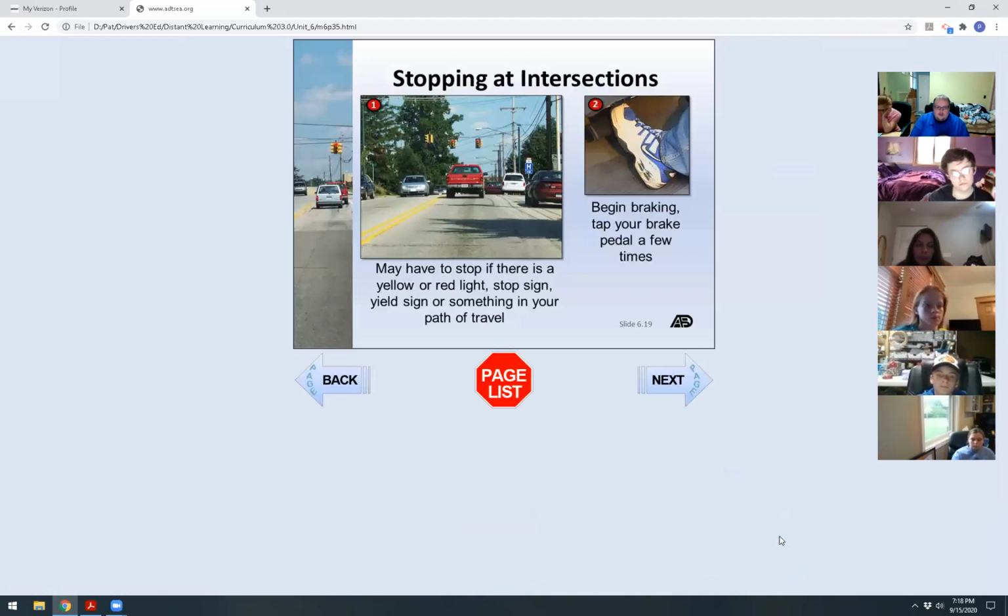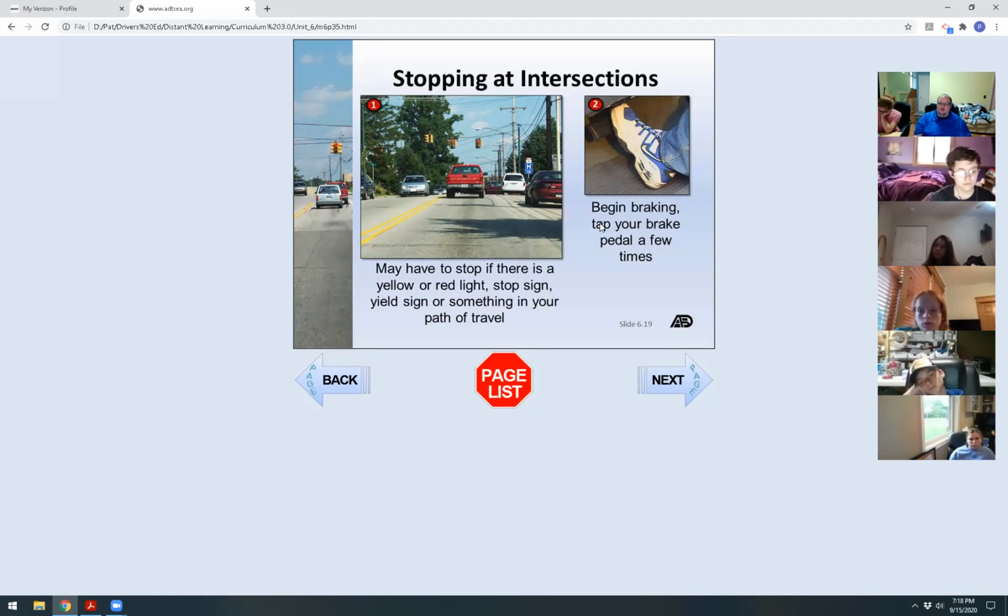All right, more stopping at intersections. It says you may have to stop if there is a yellow or red light or a stop sign or a yield sign or something preventing your path of travel. So yeah, we've talked about all the reasons why we wouldn't continue through. It says begin braking by tapping your brake pedal. This is if someone's behind you nearby. If there's no one behind you, you don't have to do the tap to flash your lights. You can just go right into braking.